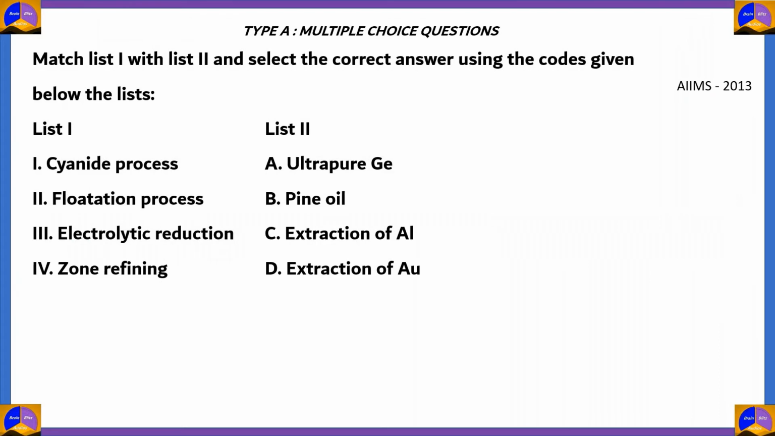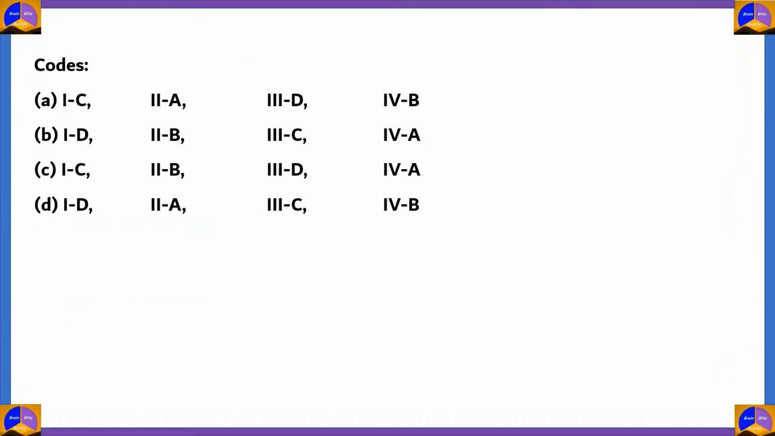Next question. Match list 1 with list 2 and select the correct answer using the codes given below the lists. So list 1: cyanide process, flotation process, electrolytic reduction, zone refining. List 2 contains ultra pure germanium, pine oil, extraction of aluminum, extraction of gold. And here are the codes: 1C, 2A, 3D, 4B; 1D, 2B, 3C, 4A; 1C, 2B, 3D, 4A; 1D, 2A, 3C, 4B.